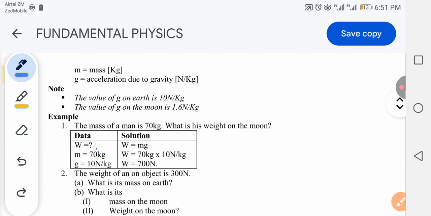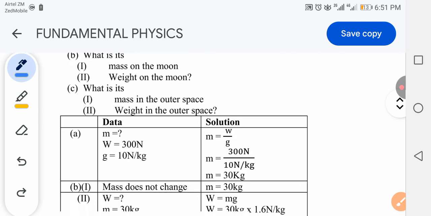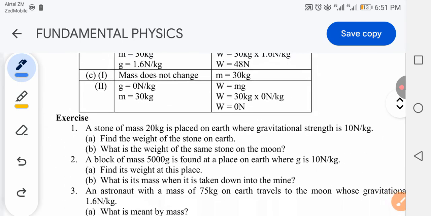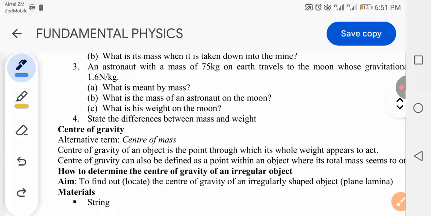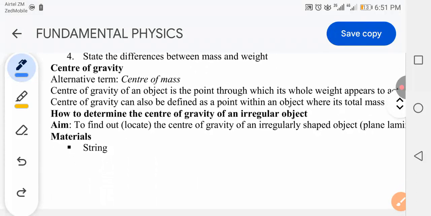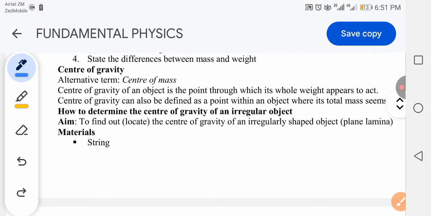So moving on with the further examples. In our next video, we're going to look at the center of gravity.